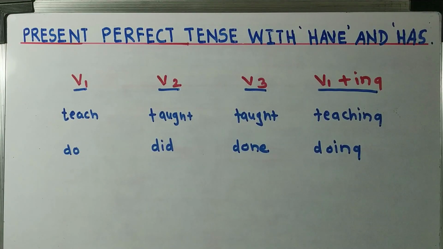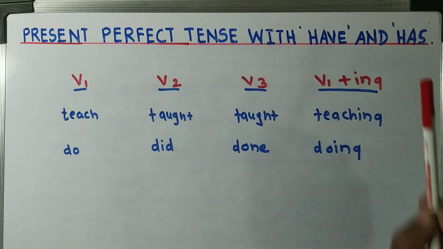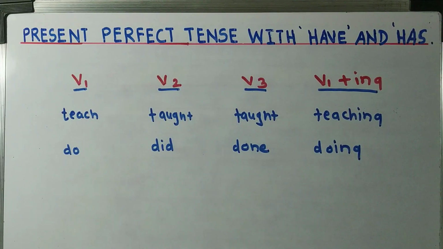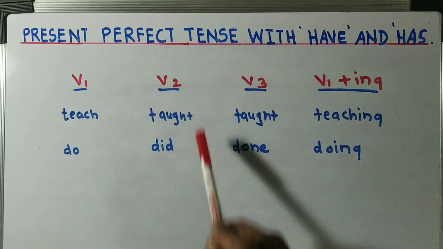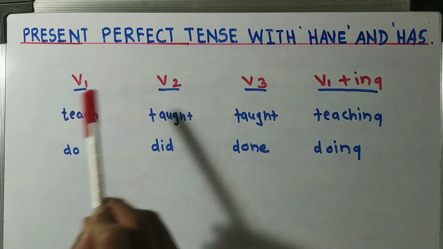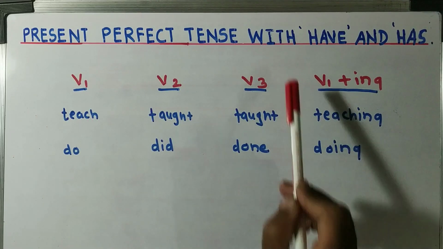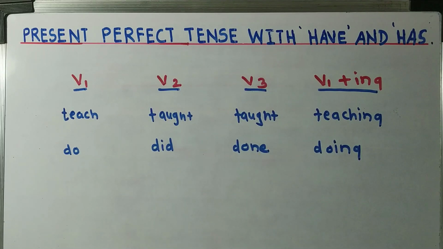Friends, very soon I am going to teach you the structure of sentences in present perfect tense with have and has. In the structure you are going to see the use of the V3 form of the verb. Whenever we form sentences in present perfect tense with have and has, we have to make use of the V3 form of the verb. So this thing you have to focus on.